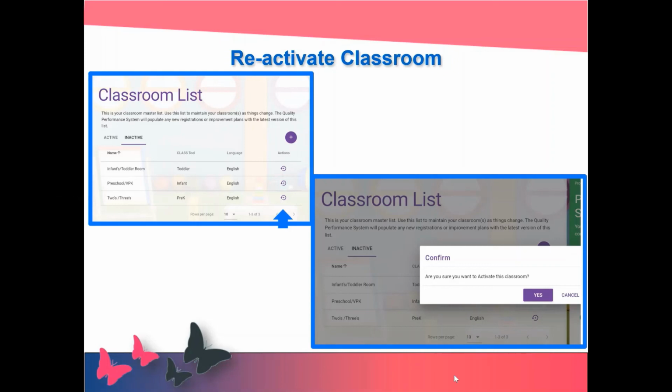For classrooms that need to be reactivated due to increased enrollment, click on the Inactive tab. Under the Actions column, simply click on the purple circle with a dot in the center to the right of the classroom. A box will appear and ask, "Are you sure you want to activate this classroom?" By clicking on Yes, you will reactivate the classroom, and it will remove the classroom from your Inactive tab, and it places it back within the Active tab of your classroom list.